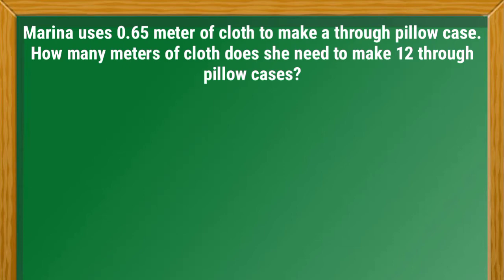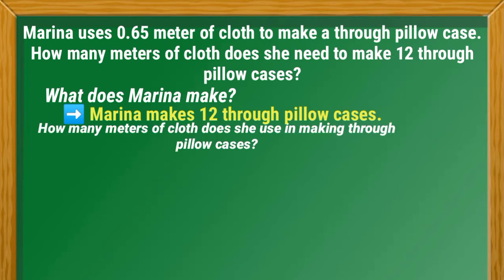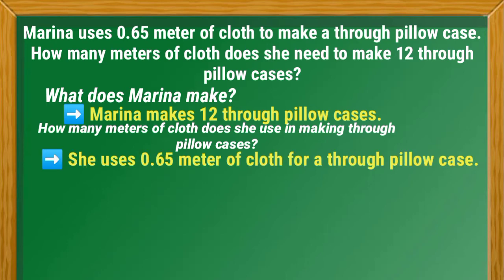Let's have problem number 3. Marina uses 65 hundredths meter of cloth to make a throw pillowcase. How many meters of cloth does she need to make 12 throw pillowcases? What does Marina make? Marina makes 12 throw pillowcases. How many meters of cloth does she use in making a throw pillowcase? She uses 65 hundredths meter of cloth for a throw pillowcase. How many meters of cloth does she need in making 12 throw pillowcases?